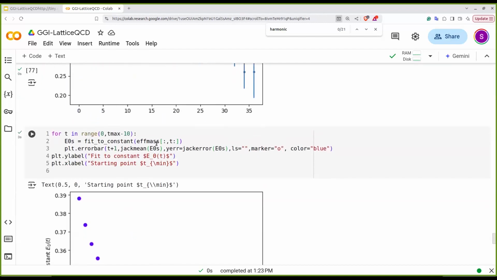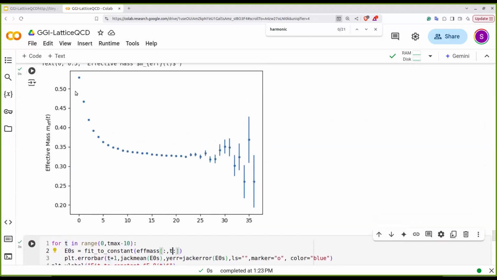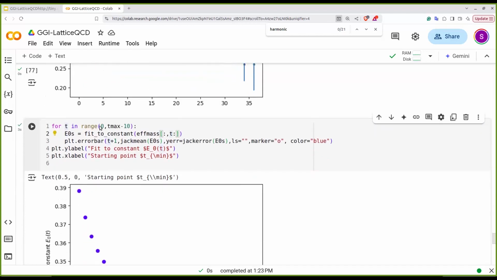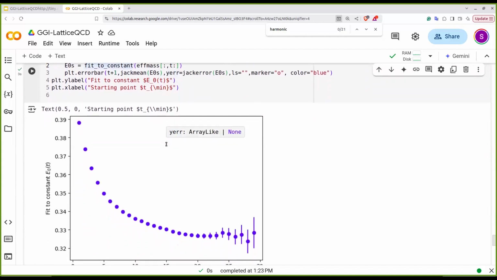Now, what was part of the exercise was to fit the mass to a constant starting from different points, because as you see here, we expect ground state dominance only at large time. So you want to fit this region, this region, this region, to get the result and combine all the data. How I'm doing it here is by fitting to a constant the effective mass over all the samples starting from t on. And you plot it, and this is your result.